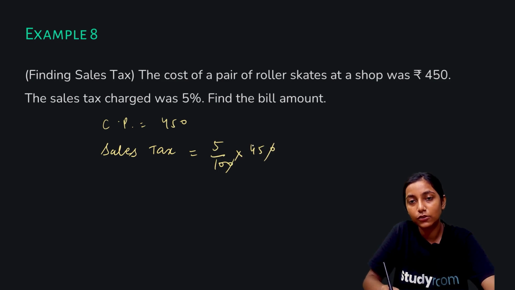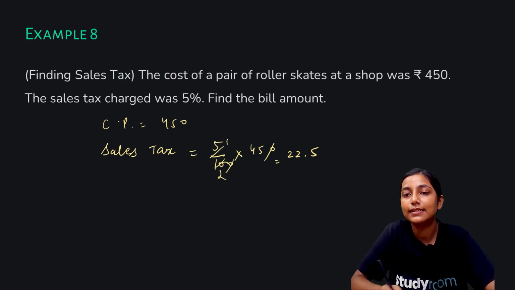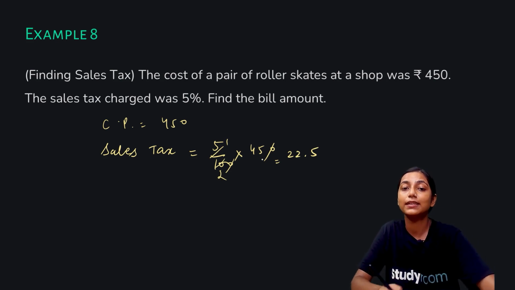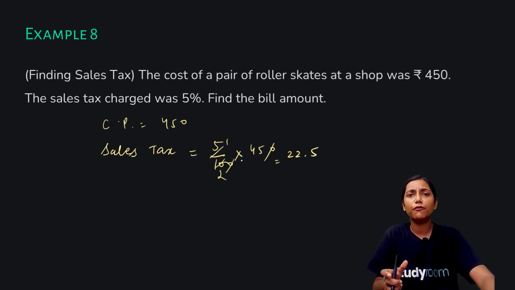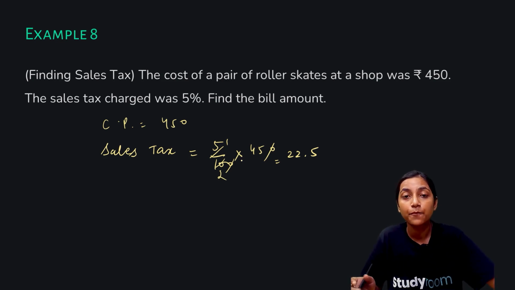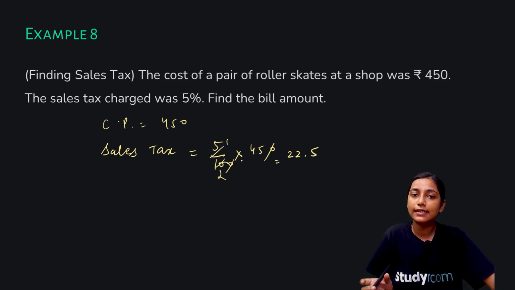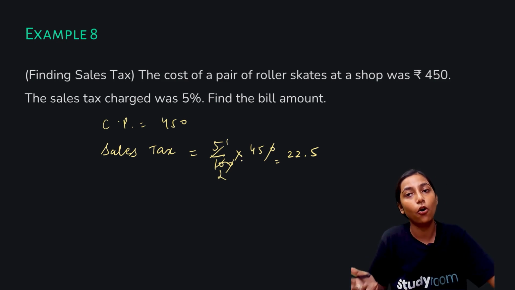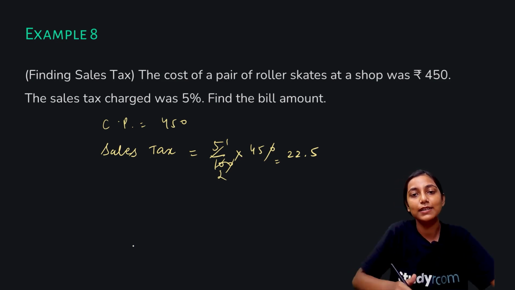On solving this, you will get the sales tax as 22.5 rupees. Sales tax was 22.5 rupees. How did we find it? Just like the profit percent or any other discount percent. 5% was given as the sales tax. 5 upon 100 of 450, the total cost price, gave us the sales tax.